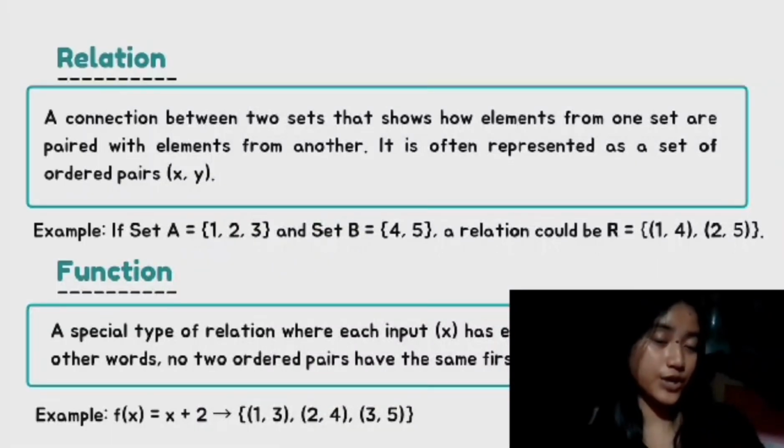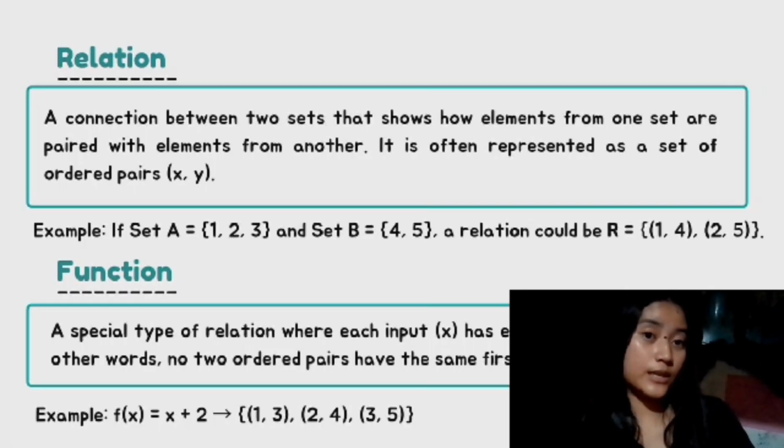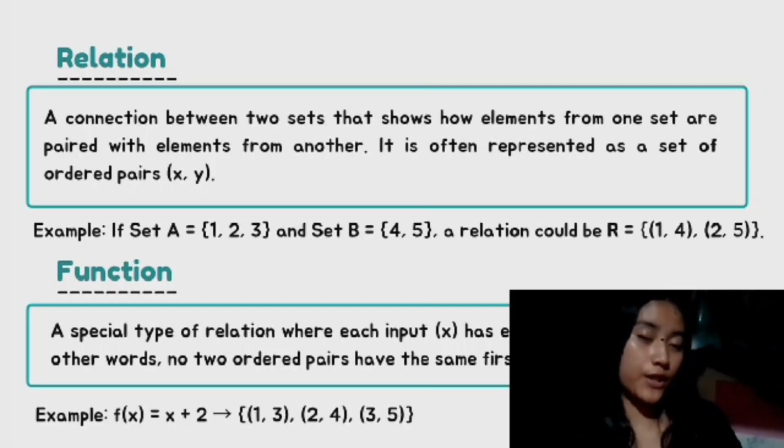Let's start first with relation. A relation shows how elements from one set are paired with elements from another set. In simple terms, it describes a relationship between two sets. It is often represented as a set of ordered pairs. For example, if set A equals {1, 2, 3} and set B equals {4, 5}, a possible relation is (1, 4) and (2, 5). This means that 1 is related to 4 and 2 is related to 5.